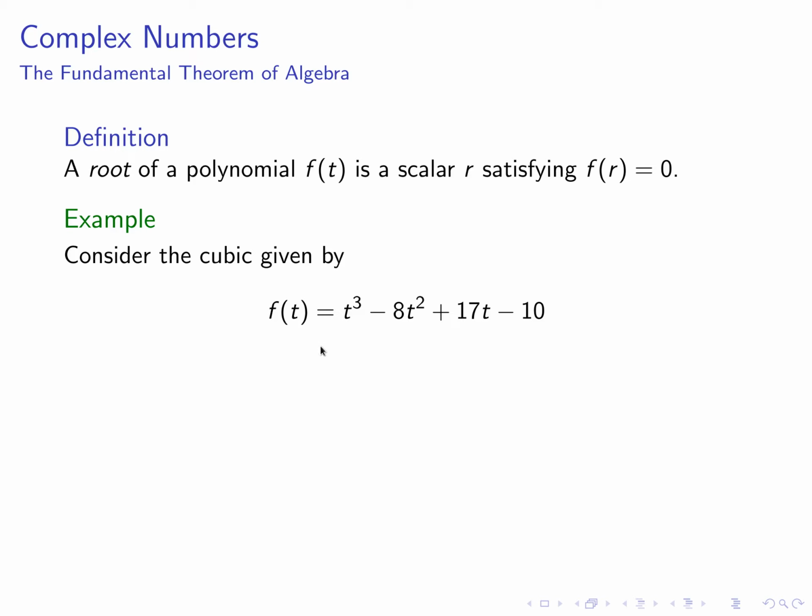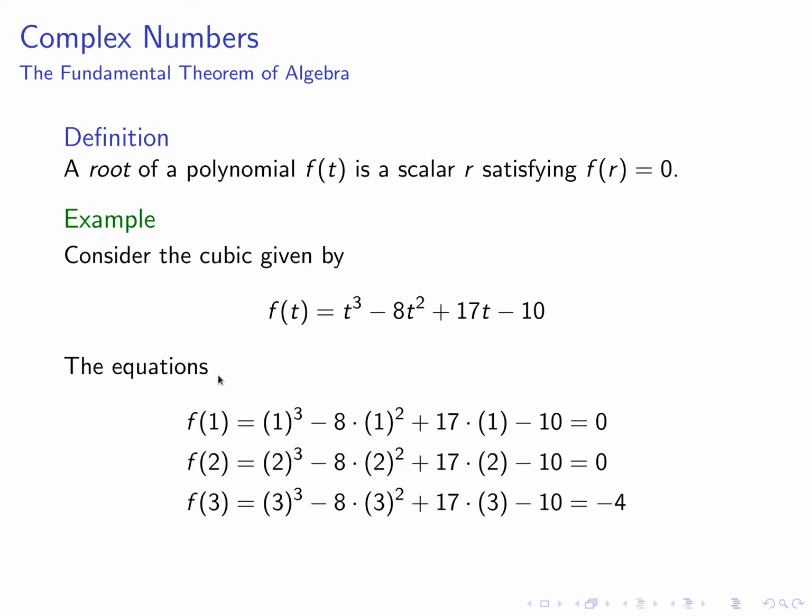So here we have an example of a cubic polynomial, which happens to also be monic. And what I've done here is I've replaced t with a few different values. Here in this first equation, I set t equal to 1 and evaluated the resulting expression, and I got the number 0. Then I replaced t with the number 2, evaluated the resulting expression, and I got the number 0. Then I replaced t with the number 3, evaluated the expression, and I got the number -4. These three calculations tell me information about the numbers 1, 2, and 3 in relation to the polynomial.